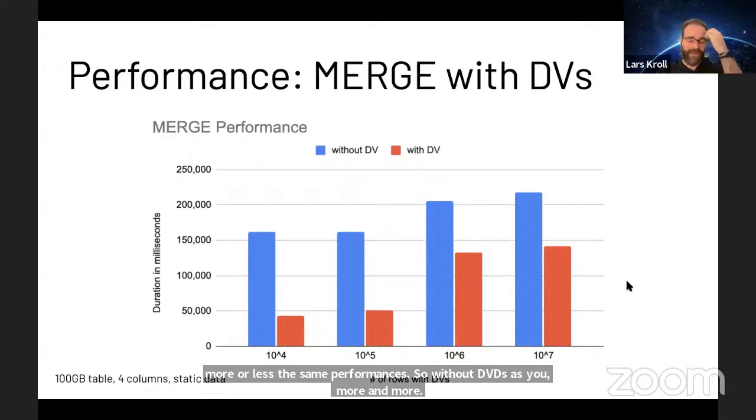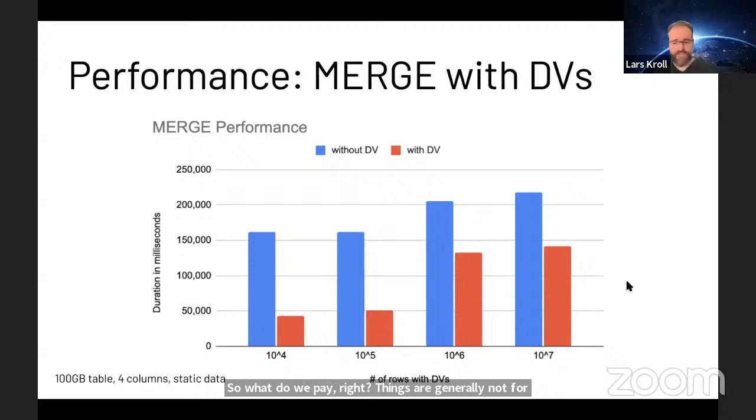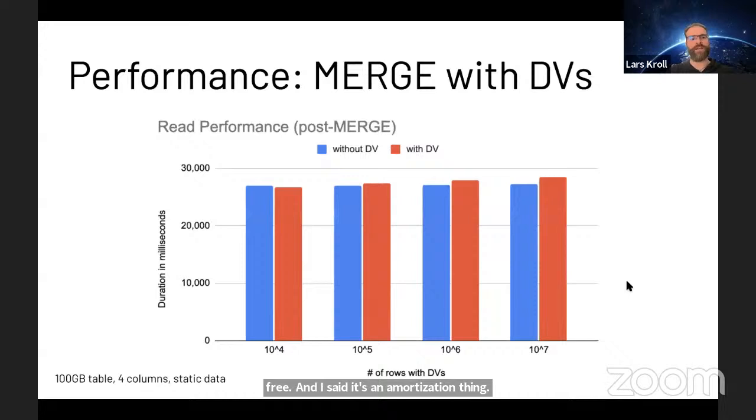So what do we pay, right? Things are generally not for free. And I said it's an amortization thing, so there's usually some kind of trade-off we're making with this amortization. Okay, so let's look at the post-merge read performance for exactly the same experiment that I just showed you for the merge. You can see that for all of these deletion sizes, the impact is, I would call it hardly noticeable, right?